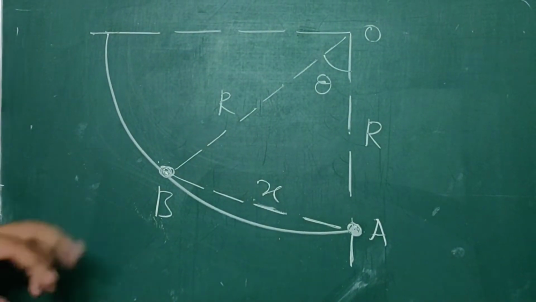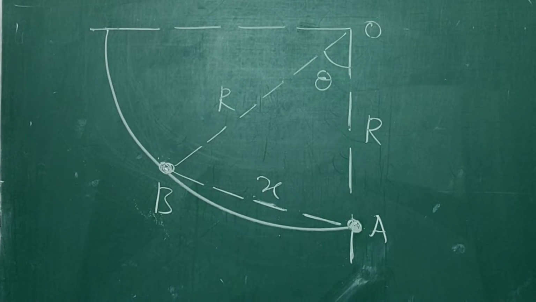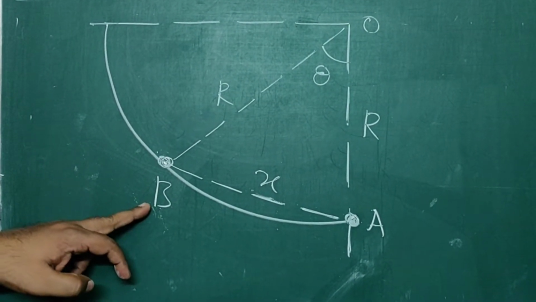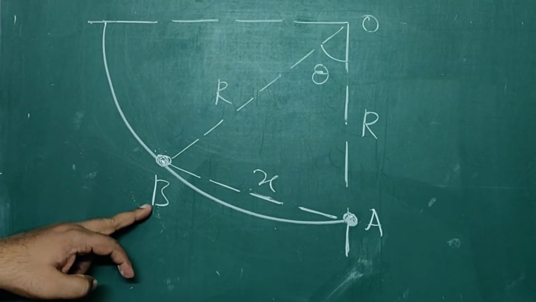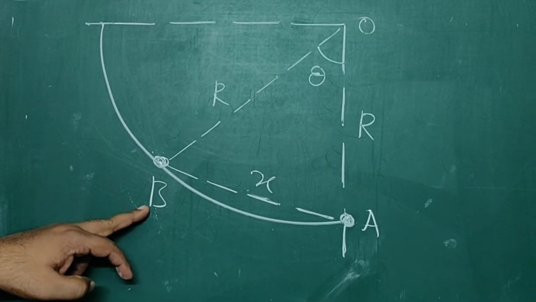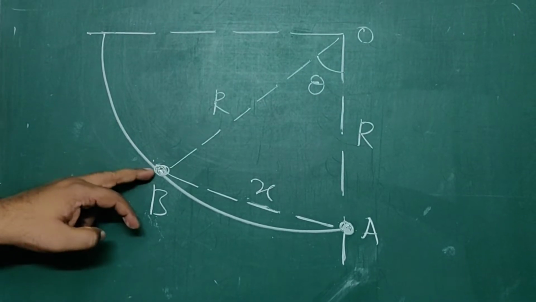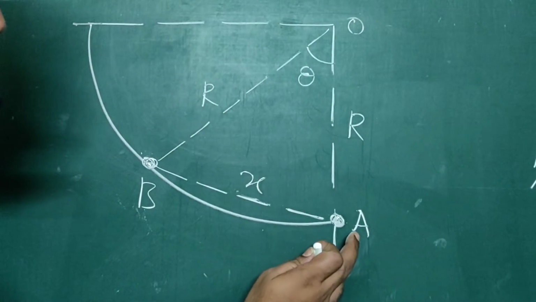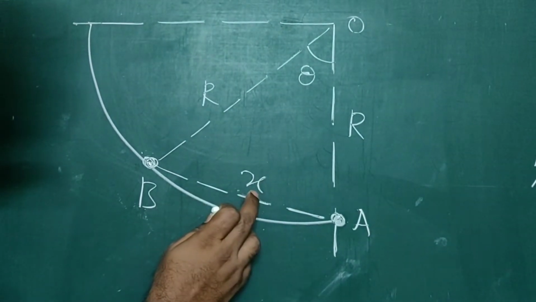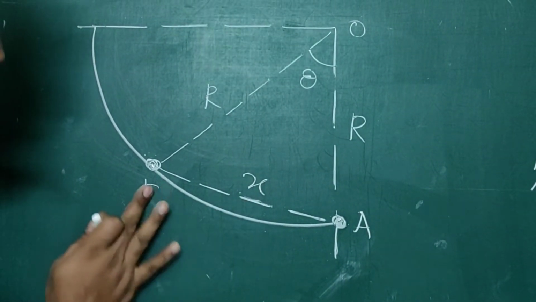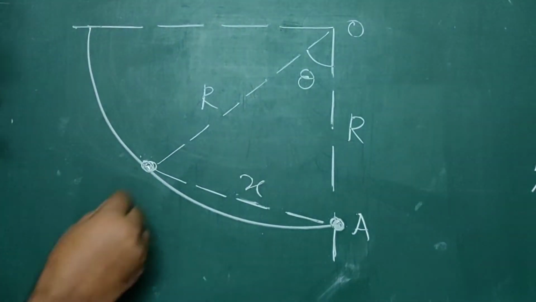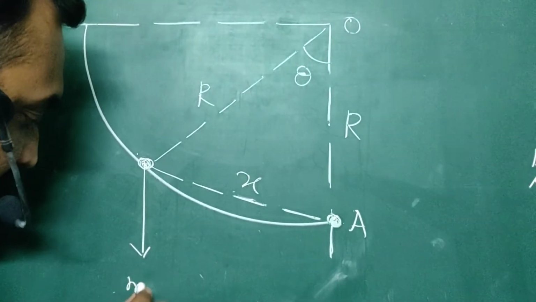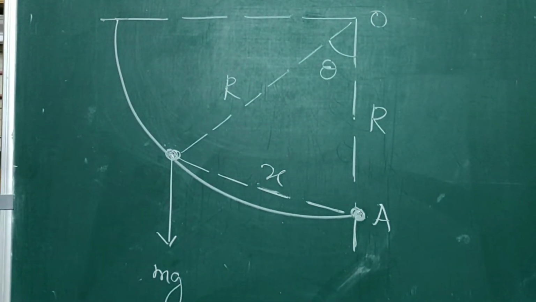In order to solve this problem we need to draw the free body diagram for the ball B, so that we can analyze the number of forces acting on the ball B, and also understand why the ball B is at rest at this position. Now let me consider the distance between the ball A and ball B as x. The first force acting on the ball B is the gravitational force, which always acts vertically downwards. mg is the gravitational force.